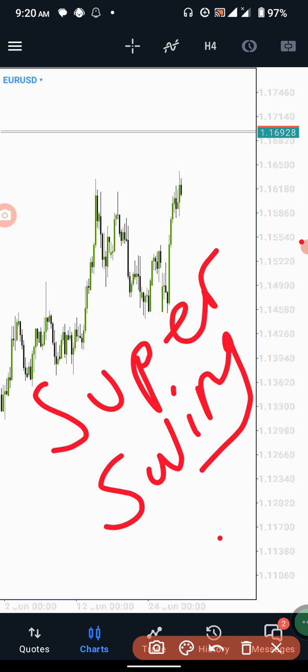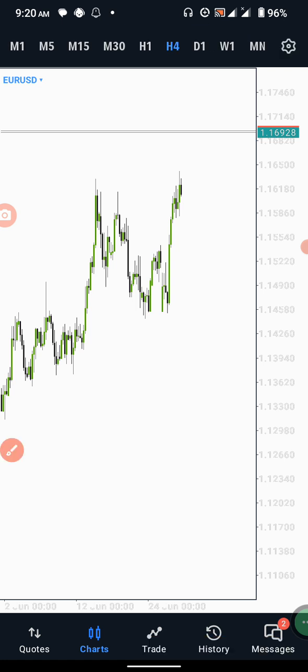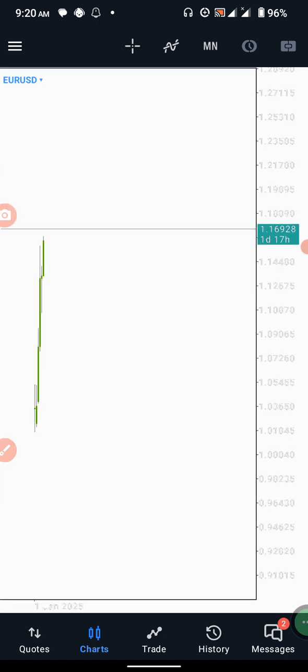So we are going to make some analysis on this pair of EURUSD. We are going to see how to capture some moves. We are going to make some recaps on how you could have captured some moves here on this market trend.